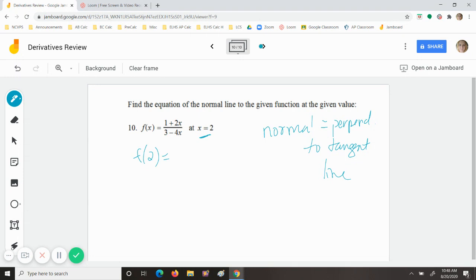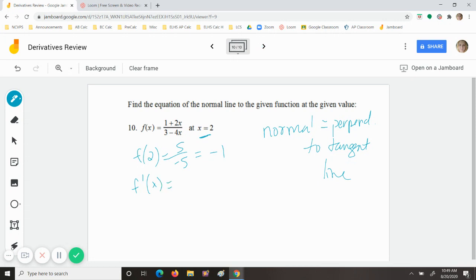We have our x-coordinate. We could go ahead and find our y-coordinate if we wanted to. Let's plug in 1 plus 2 times 2. 1 plus 4 gives us 5. On the bottom, 3 minus 4 times 2, so 3 minus 8 gives us negative 5, which gives us negative 1 for the y-coordinate. We need the slope, which means we're going to have to find the derivative.